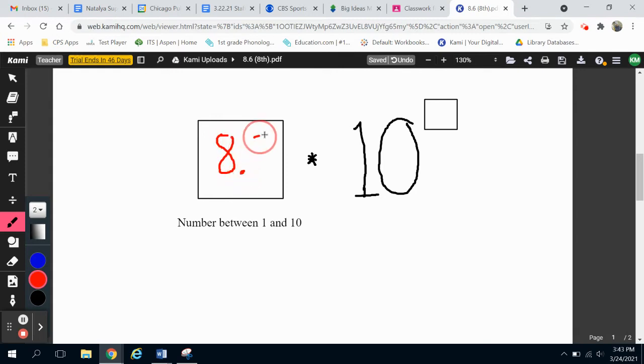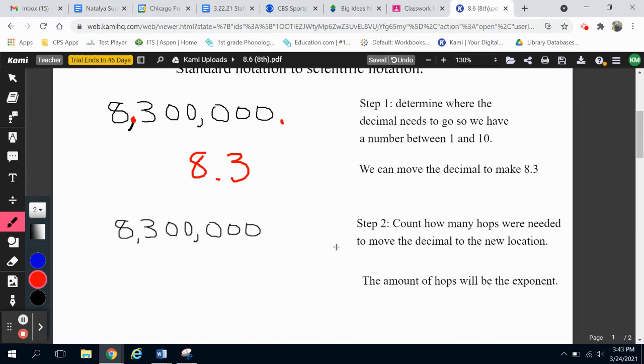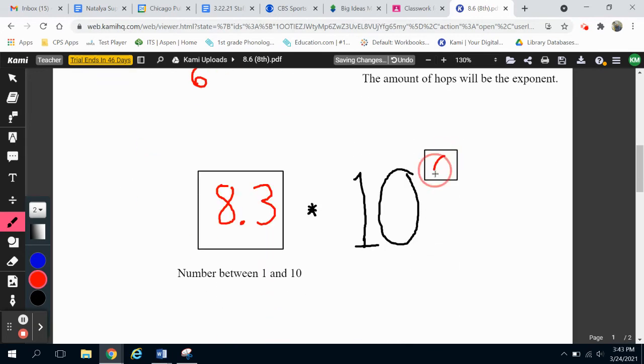So now I have 8.3 times 10 to the something power. I need to figure out what that exponent's going to be. So this is how I do it. I count how many hops I needed to take to move the decimal from the original location to the new location. So the original decimal was here, and I moved it to between the 8 and the 3, so I need to count how many hops. 1, 2, 3, 4, 5, 6 hops. So my exponent is going to be 6. So the amount of hops you take is going to be your exponent.